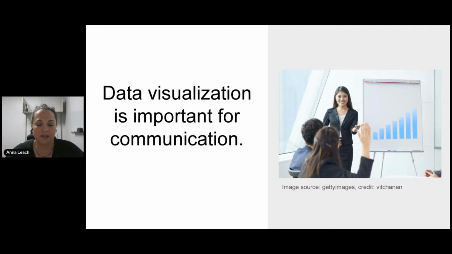And another benefit is that data visualization facilitates communication between you, the person that knows the data very, very well, and the consumer of your visual, the person that may not know your day-to-day business inside and out.